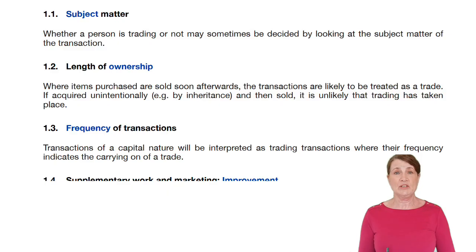And it was deemed to be a trading profit because nobody buys 1 million rolls of toilet paper as an investment. It doesn't produce an income. It doesn't tend to increase in value. Nobody buys 1 million rolls of toilet paper for personal use. So therefore, these toilet rolls must have been bought with the intention of selling them on and making a profit. And therefore, it was deemed to be a trading transaction.